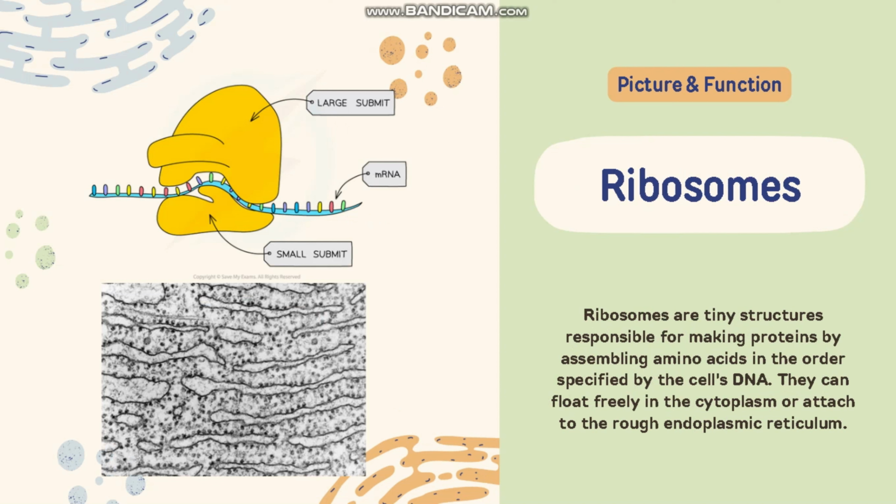Ribosomes are tiny structures consisting of a larger and a smaller subunit responsible for making proteins by assembling amino acids in the order specified by the cell's DNA. They can float freely in the cytoplasm or attach to the RER. In the picture, they are attached to the RER.